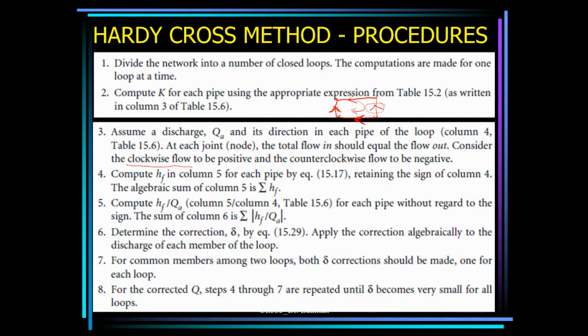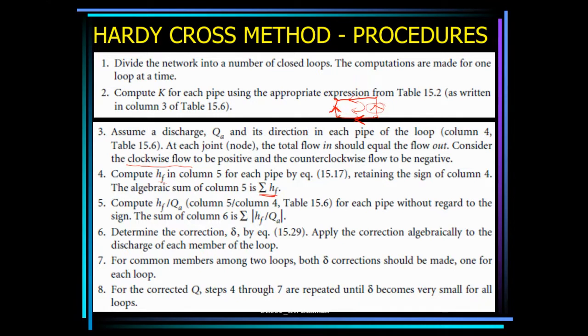So you assume the flow rate inside based on the initial flow, because there must be initial flow into the network. Based on the initial flow, you divide at each junction. We will use an example and demonstrate this application. Then you compute the head loss, HF, in column 5 for each pipe, retaining the sign of column 4, and the algebraic sum, which is summation HF.